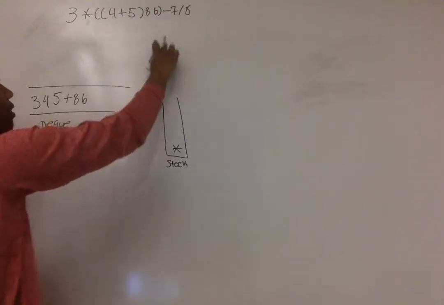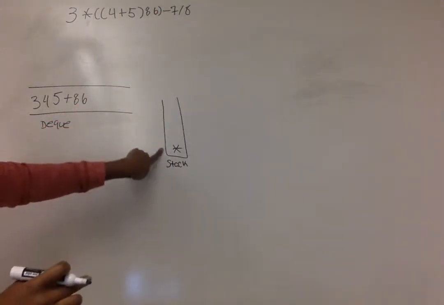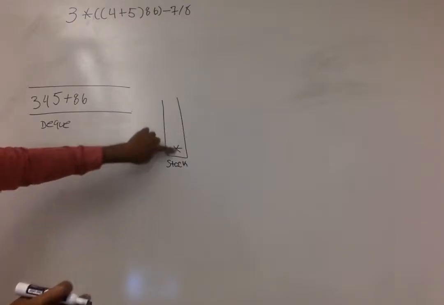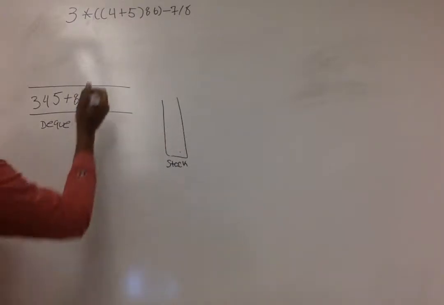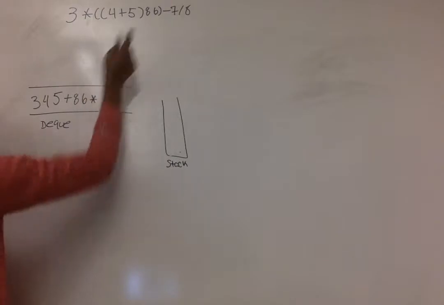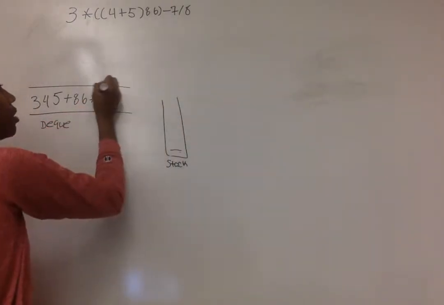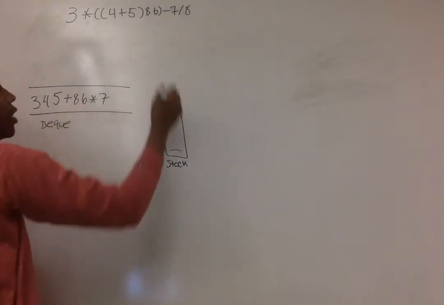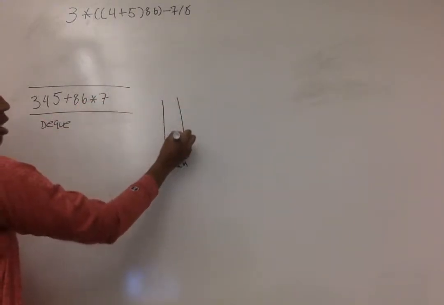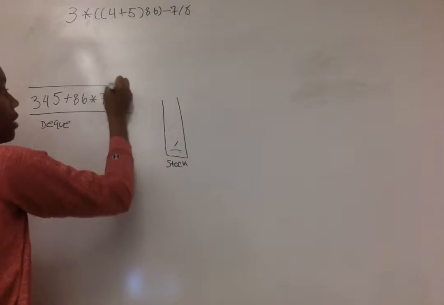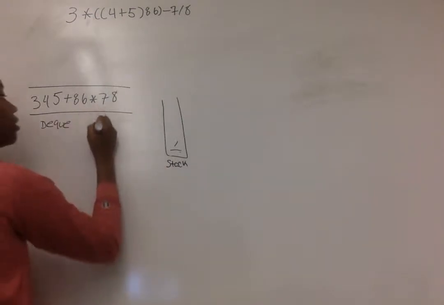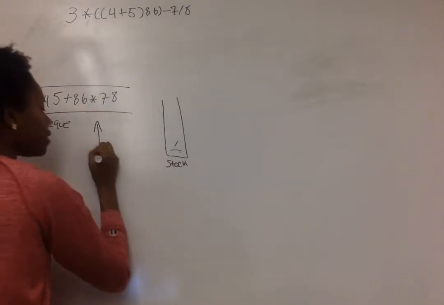We got a minus, but remember the precedence order, so we can't put the minus there. We have to pop that and put it into the deck. Now we can put the minus in the stack. We got the 7, which goes into the deck. We got the division, which goes on top of the minus, and then we got our 8. So this is our postfix. Just remember that.